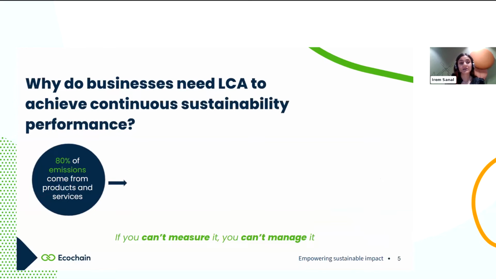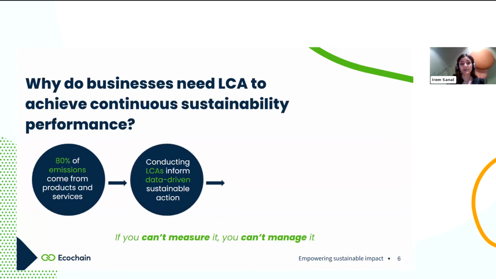So 88% of emissions come from products and services. Product development will play a pivotal role in achieving our climate change goals. But the thing is, where to start and how to do it. That's why you first need to identify where your main impacts are, so that you can take data-driven sustainability action. Because if you can't measure it, you can't manage it.